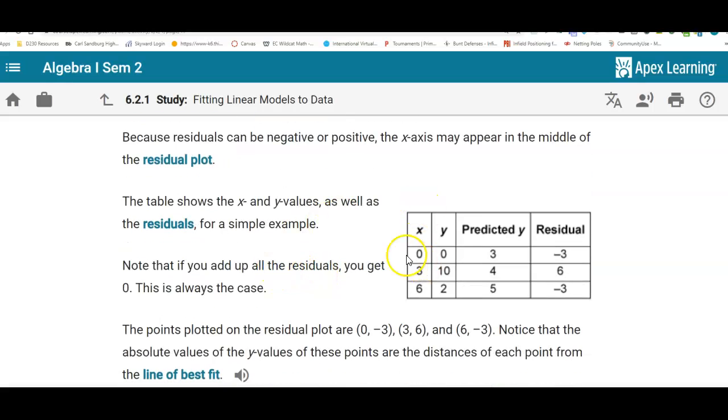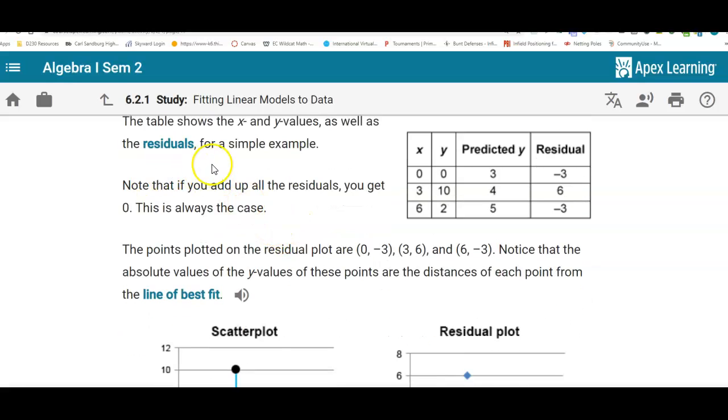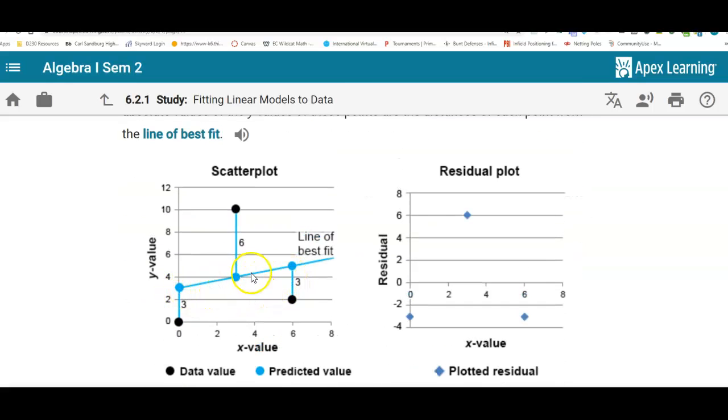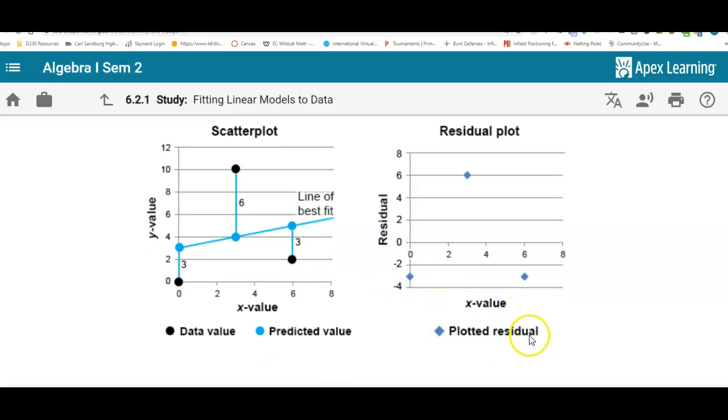Now, when we read it, these can be positive or negative, and the x-axis may appear in the middle of the residual plot, which is what we want. The table shows the x and y values as residuals for a simple example. Here is your line of best fit, and this is the distance away from that. The black dots are your actual values, and the blue dots are your predicted values, right? And with this, here's your plotted residual.